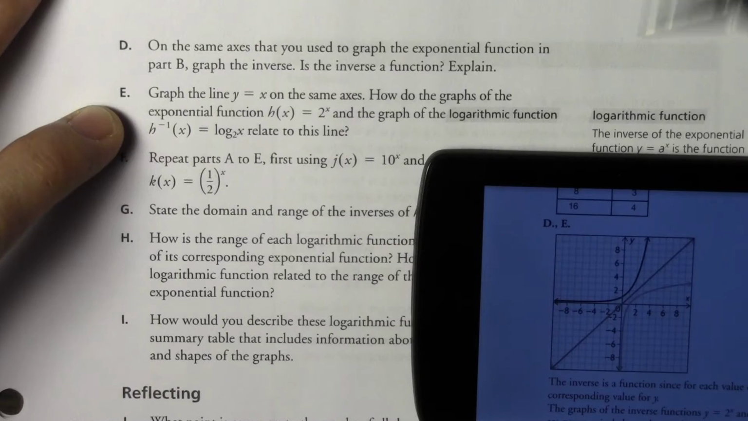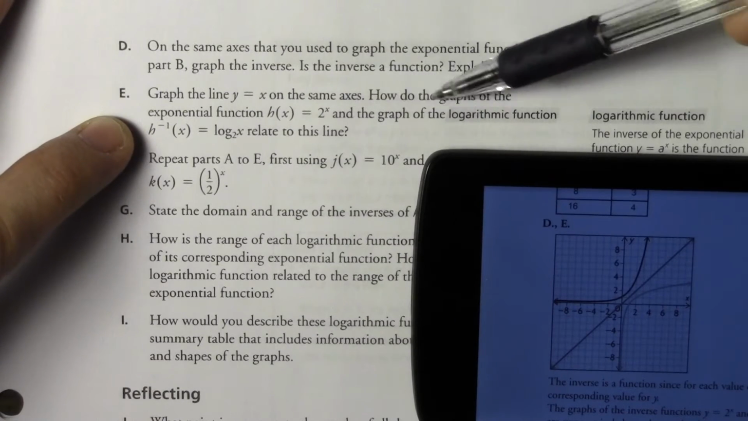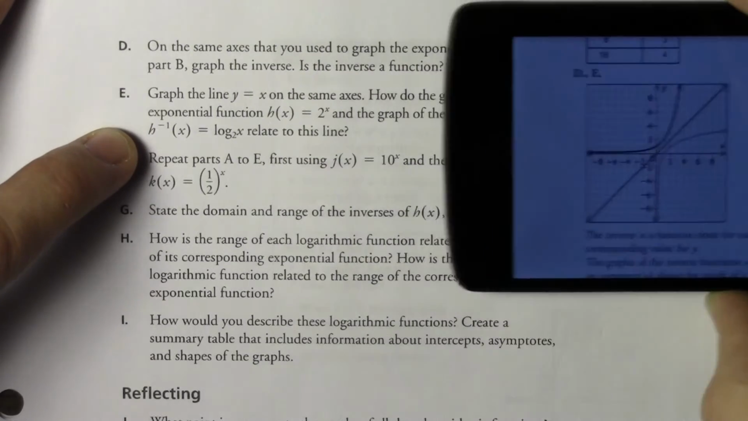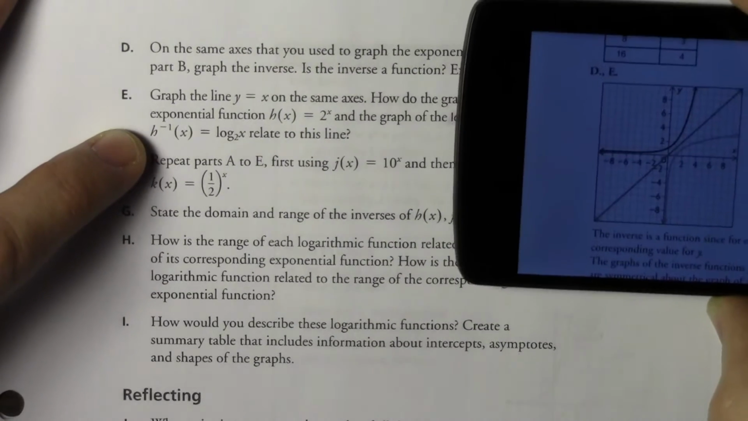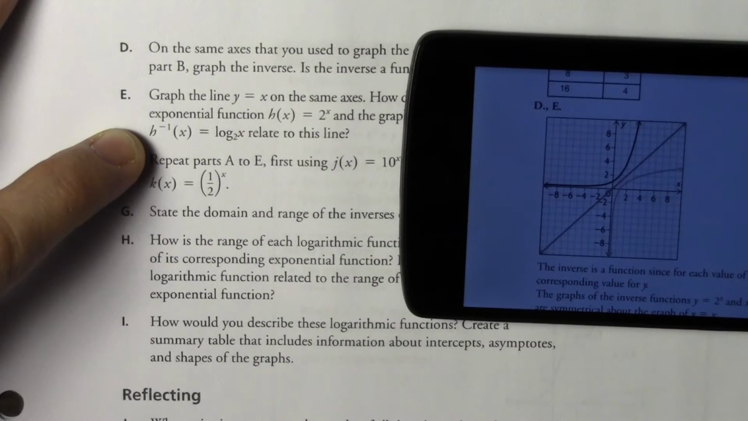Graph the line y equals x on the same axis. How do the graph of the exponential function 2^x and the graph of the logarithmic function, the inverse f^-1(x) equals log base 2 of x, relate to this line? So how do they relate? How does this and this relate to this line?